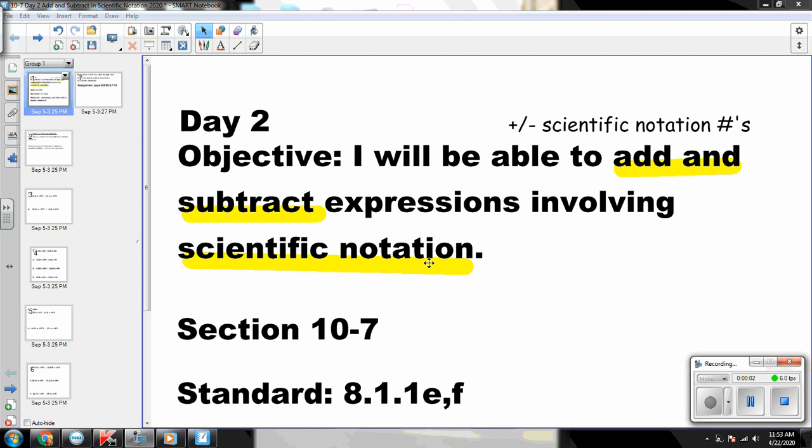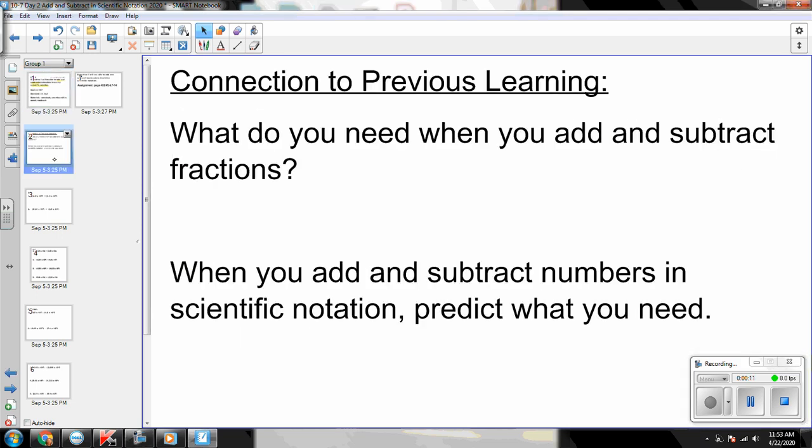Today our objective is to be able to add and subtract expressions involving scientific notation. This is Chapter 10, Section 7, and it's Day 2. So, what does this have to do with what we've learned in the past? Well, think about, what do you need when you add and subtract fractions? Yes, you need a common denominator.